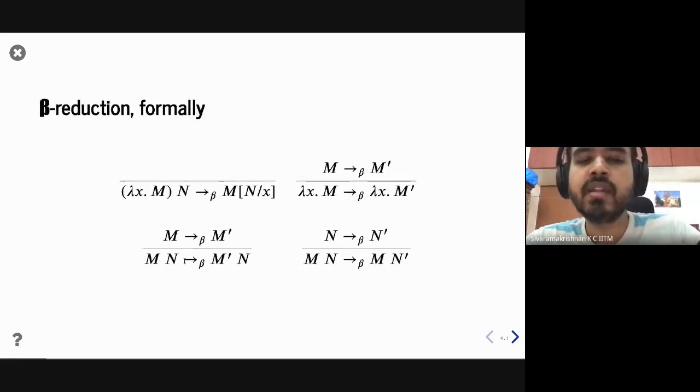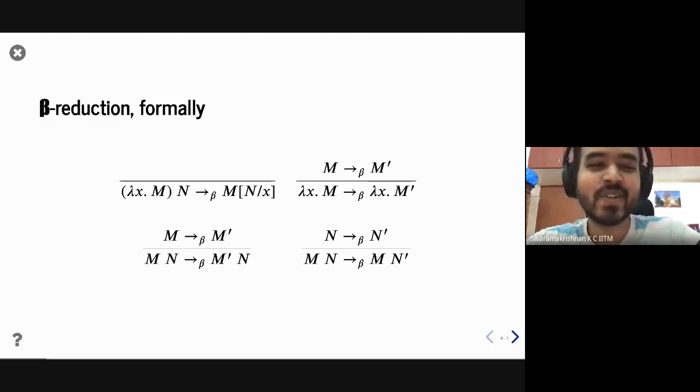Venkat Rahul has a question: in mn, m has to be of type lambda? We only have lambdas, so it doesn't matter. There is no type, so it can be anything. We don't have constants either. You're asking really good questions. We don't have anything else except lambda.